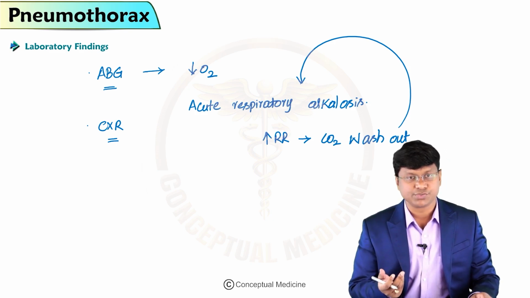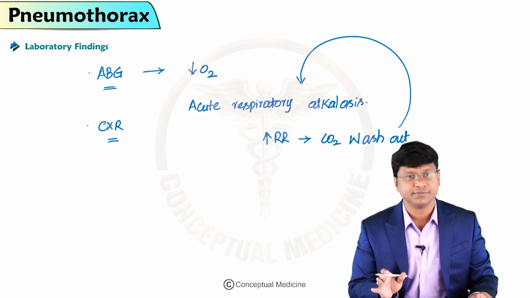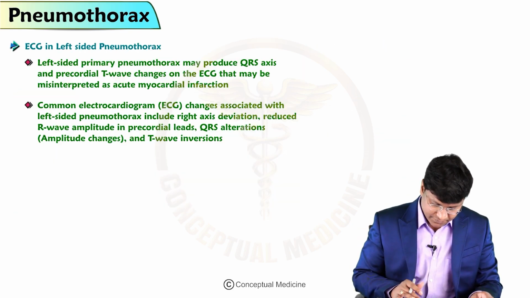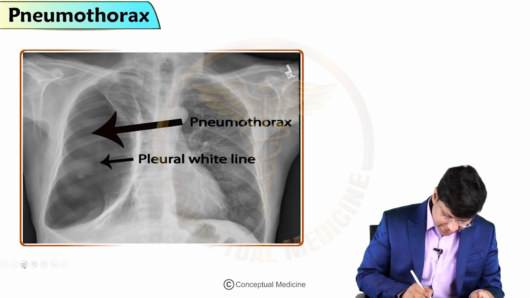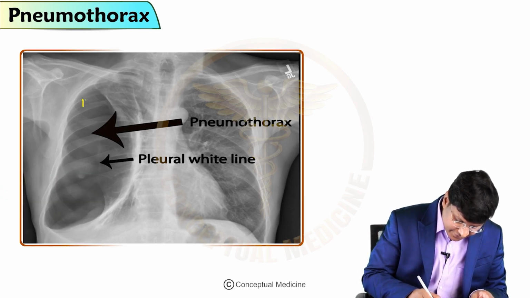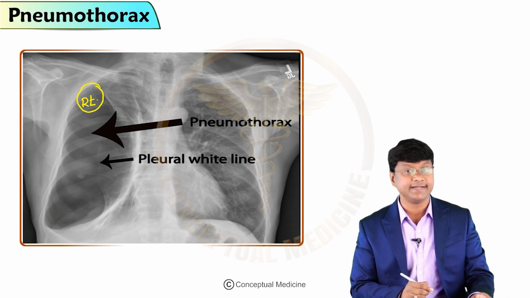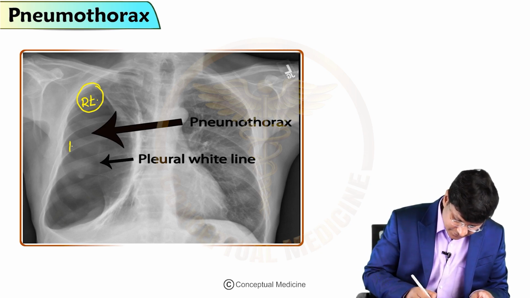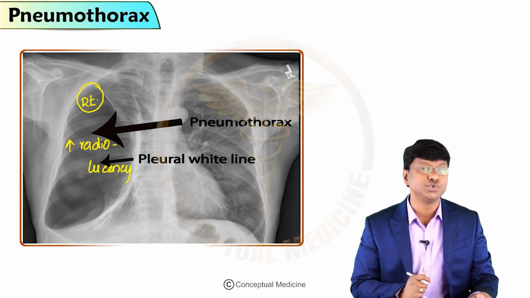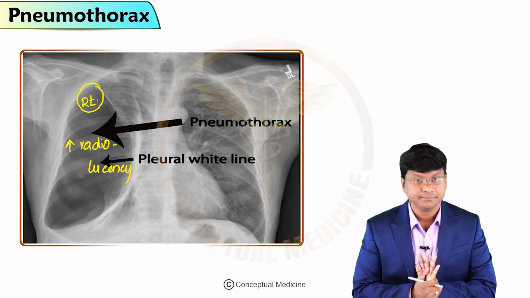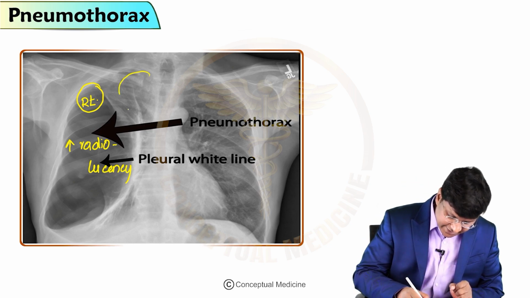And what does the chest x-ray show? Chest x-ray is a very, very important investigation, so I'll show you the chest x-ray. See, this is the chest x-ray in patients with pneumothorax. So what are you able to make out? In these individuals, you have the presence of right-sided pneumothorax, and there is increased radiolucency on the affected side.